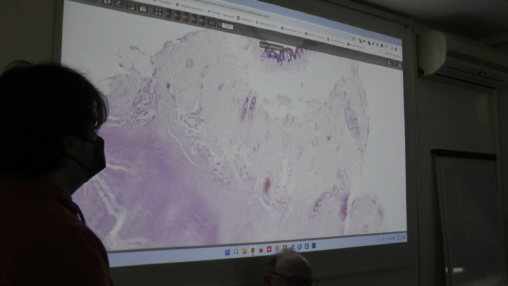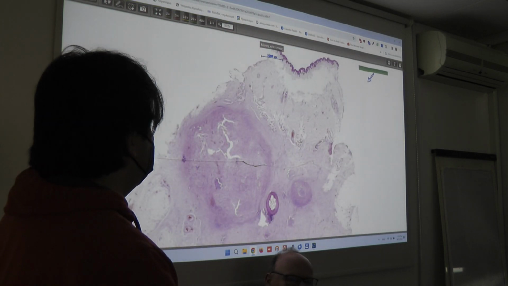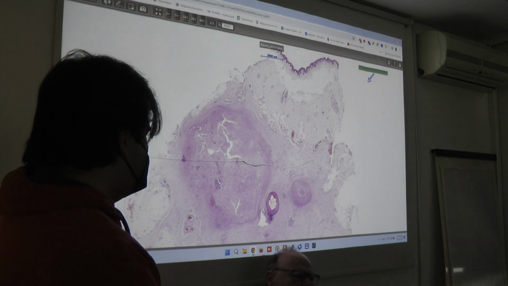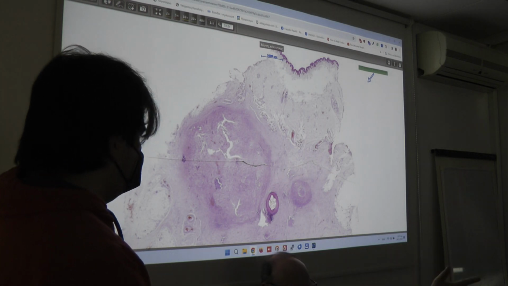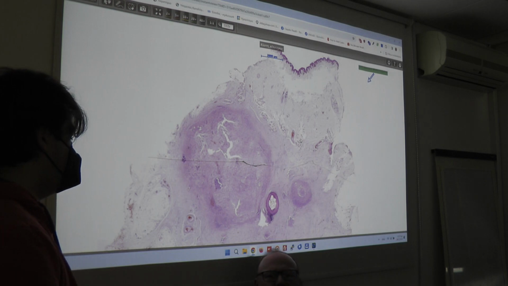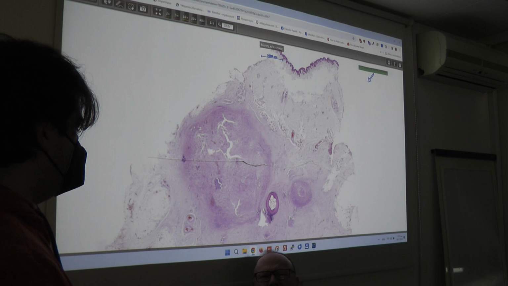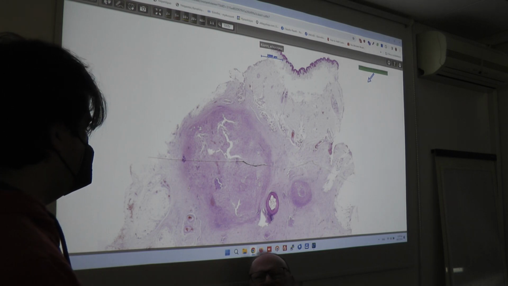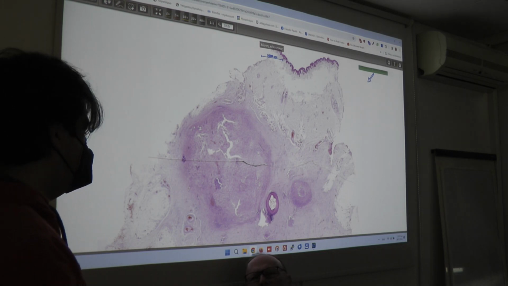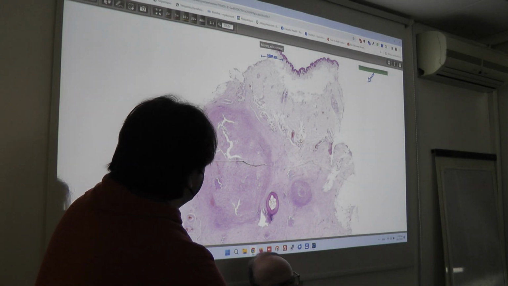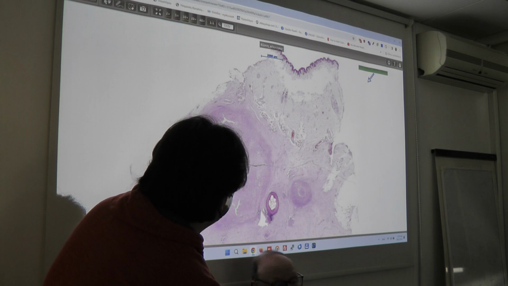Do you see an area beneath the skin? That means in the dermis, okay? The color is more stained than the other areas of the dermis. Can you show me with the mouse, please? There are two such areas. Yes. Here. Yes, let me see.